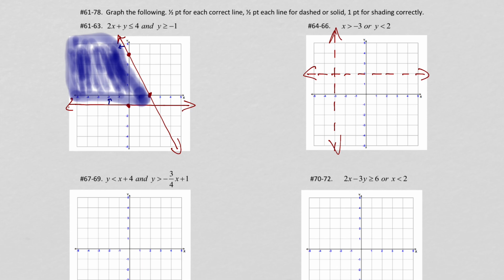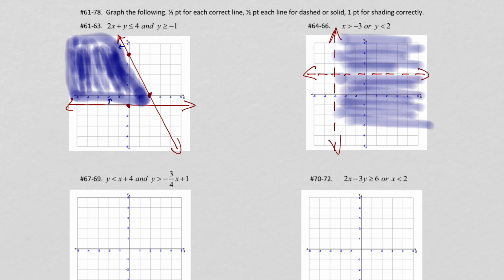And when I go to shade, I'm shading everything to the greater side of the x line. So I'm shading everything on this side of this line. And I'm shading everything to the lower side, the underside of this line. So everything down here as well. So the only portion that doesn't get shaded in this graph is this top little portion up here.